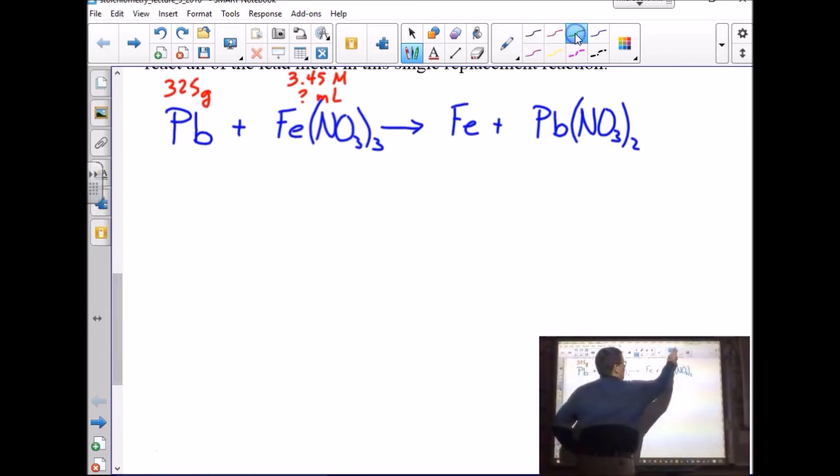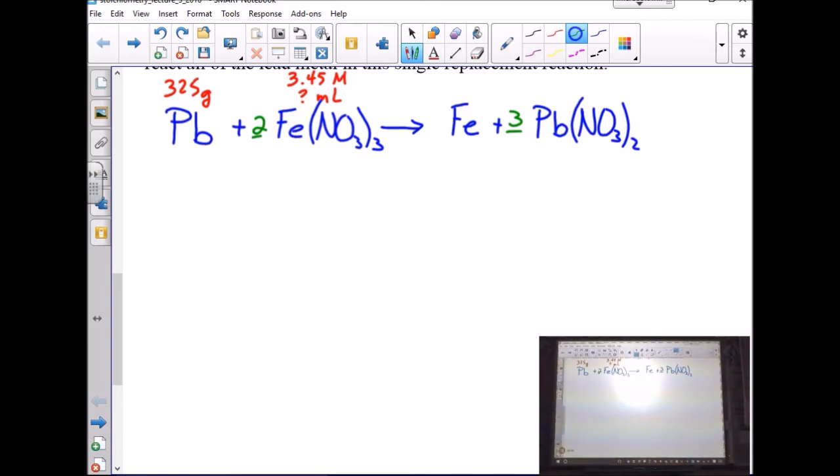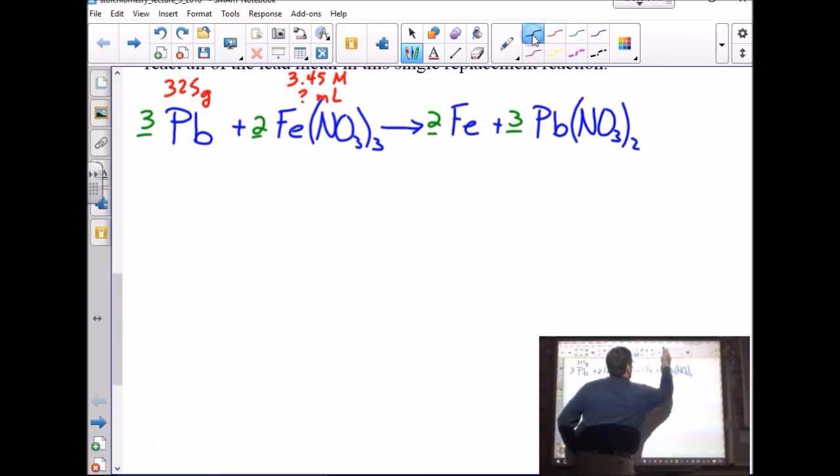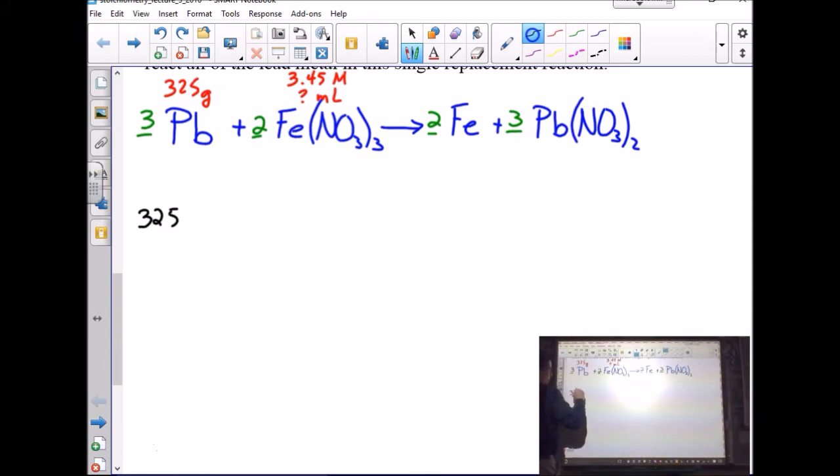All right, so once we have that, let me scroll this guy up. Okay, so step one, is this balanced? No. So let's go fast here. 2 and a 3 there for the nitrates, balance those out. And then lead is 3 and the iron is 2. Okay. So step one is completed. Do we know both the volume and the molarity for this question? No. So we cannot start with this information. But do we have information for the lead that can get us to moles? Yeah, anytime you have grams, grams will get you there. So start with that. So we know we have 325 grams of lead.